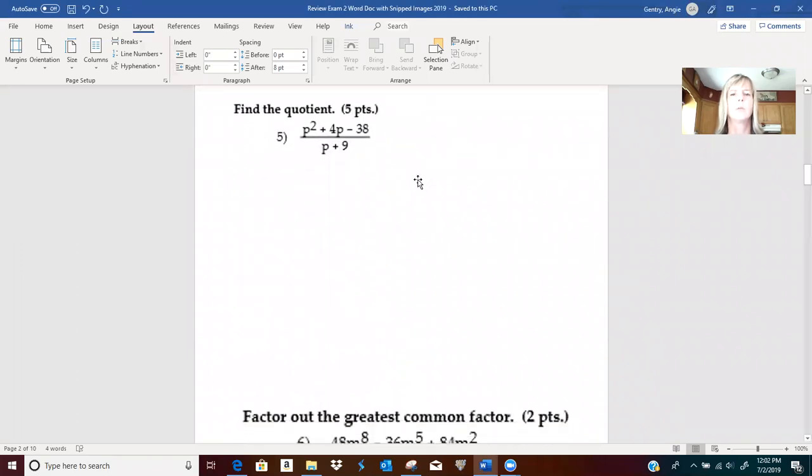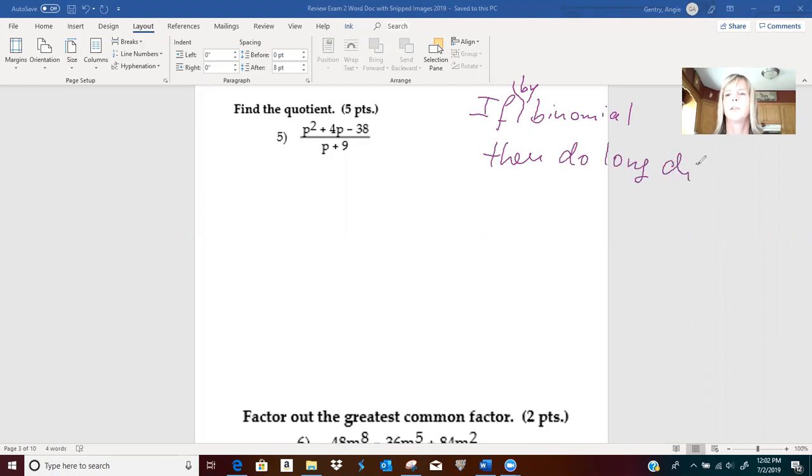Okay, number 5. I'm trying to go somewhat fast because I know that time is valuable and this is not 19 or 20 problems and some of them get pretty involved. Okay, so if you divide by a binomial, so this is division, if it's a binomial, meaning you're dividing by a binomial, then you need to do long division.